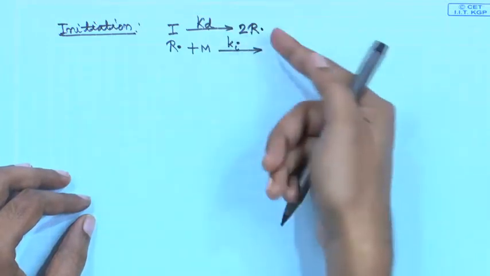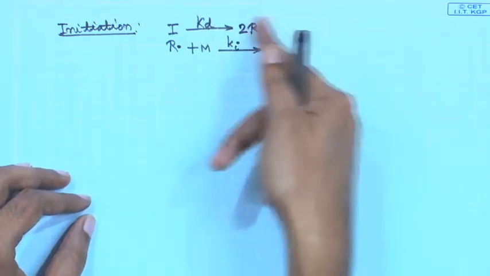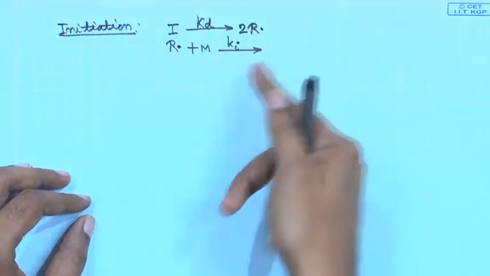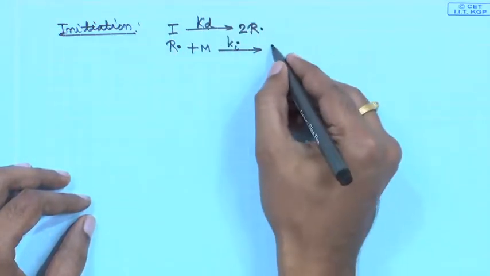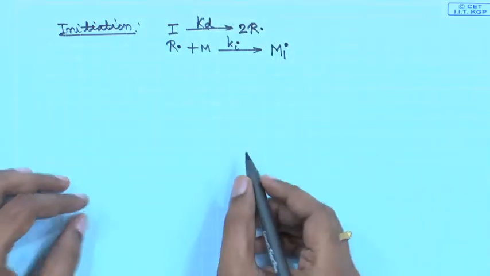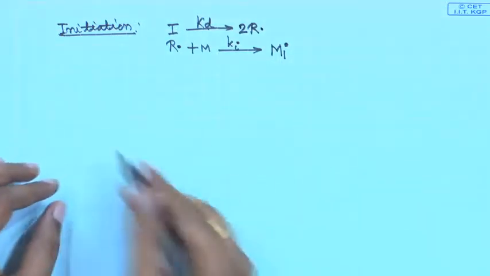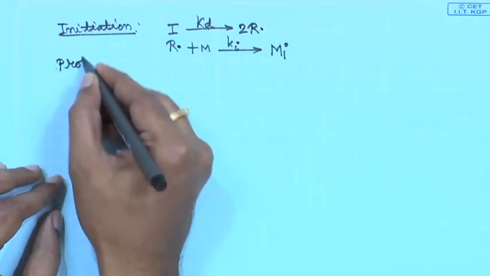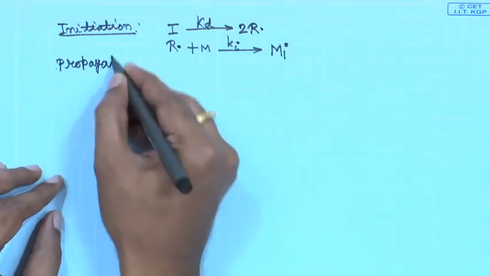So, the initiation has two stages, one is the dissociation of the initiator, second is the primary initiation step. And let us say we draw the monomer like this, M1 dot. So, this is the initiation, and then the next step is propagation.